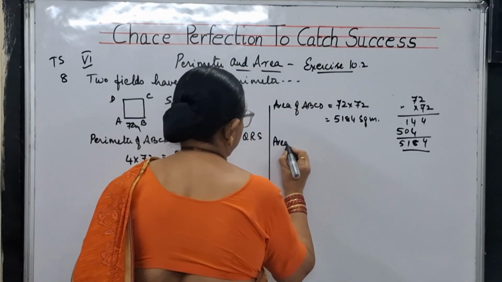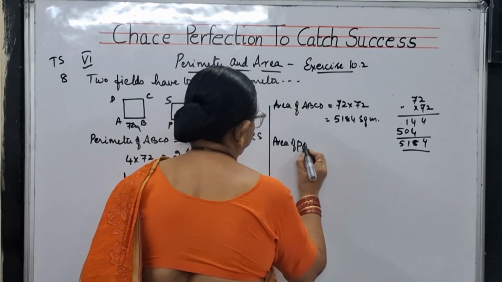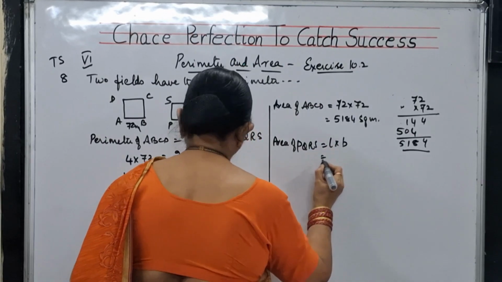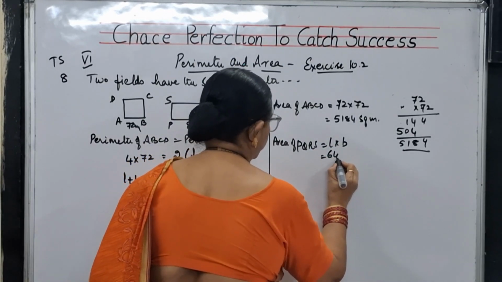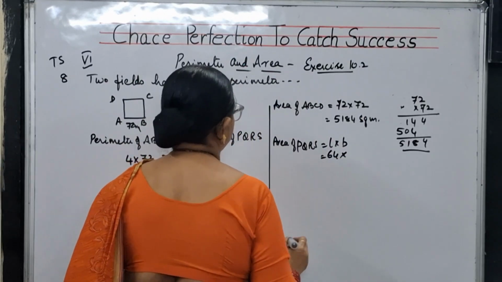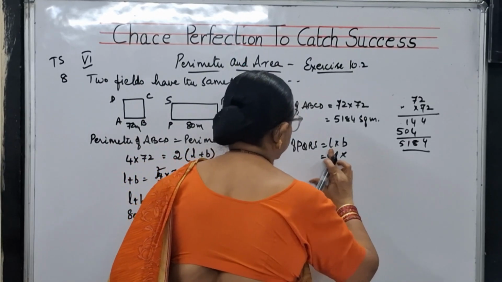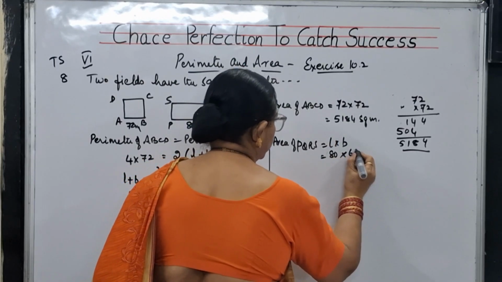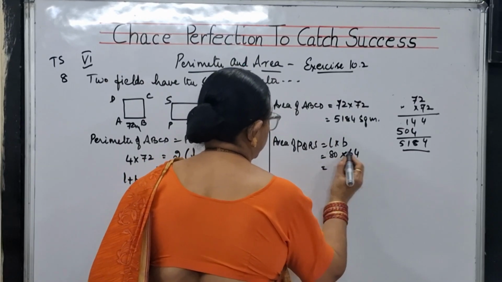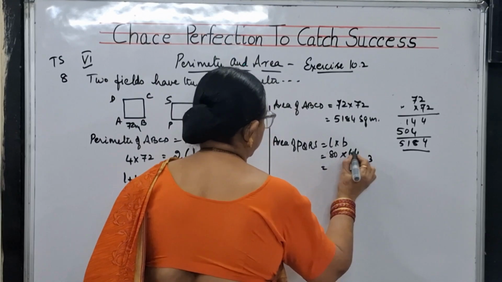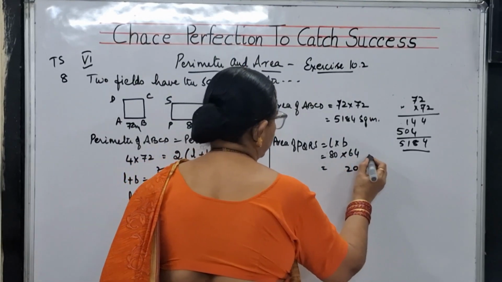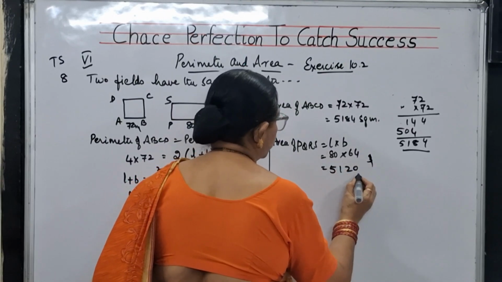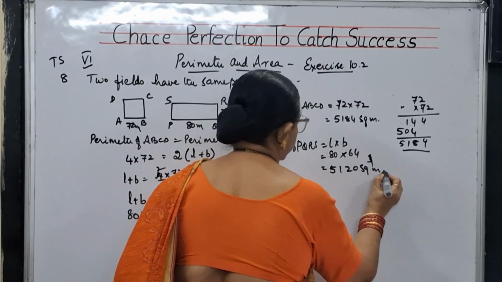Now, area of PQRS is length into breadth. Length is 80 meters. Breadth is 64 meters. 0, 8 fours are 32, 8 sixes are 48, 49, 50, 51, 5120 square meters.